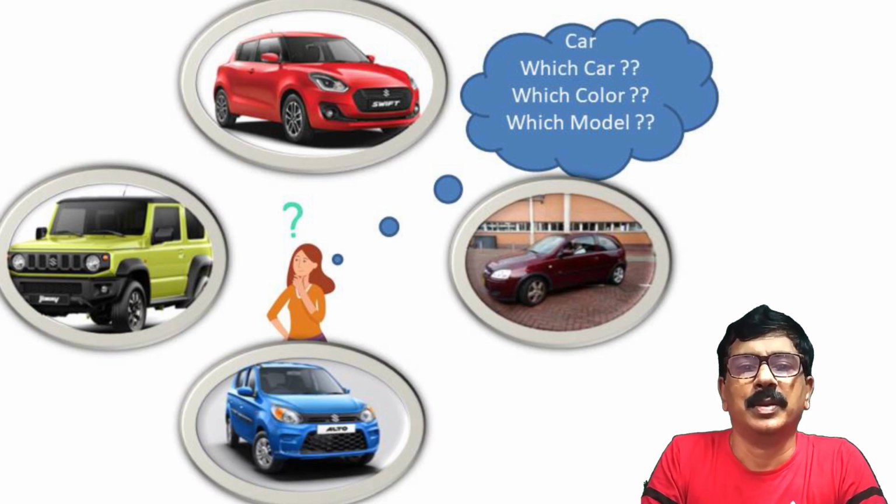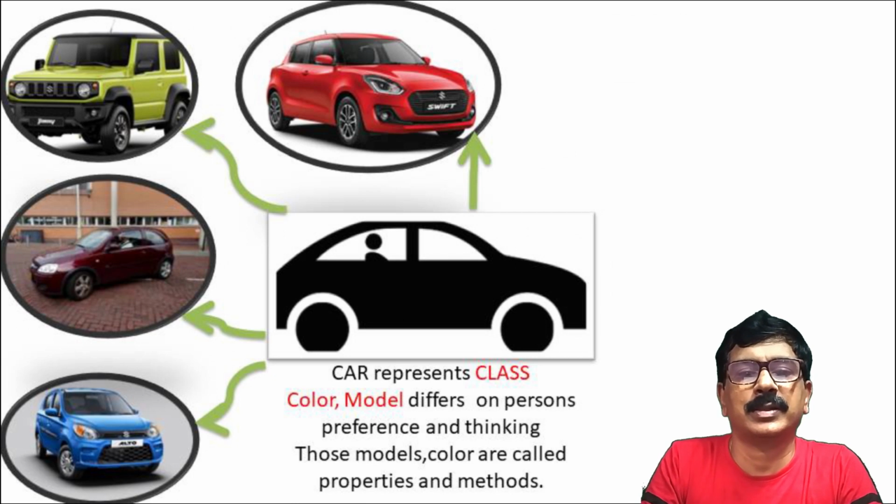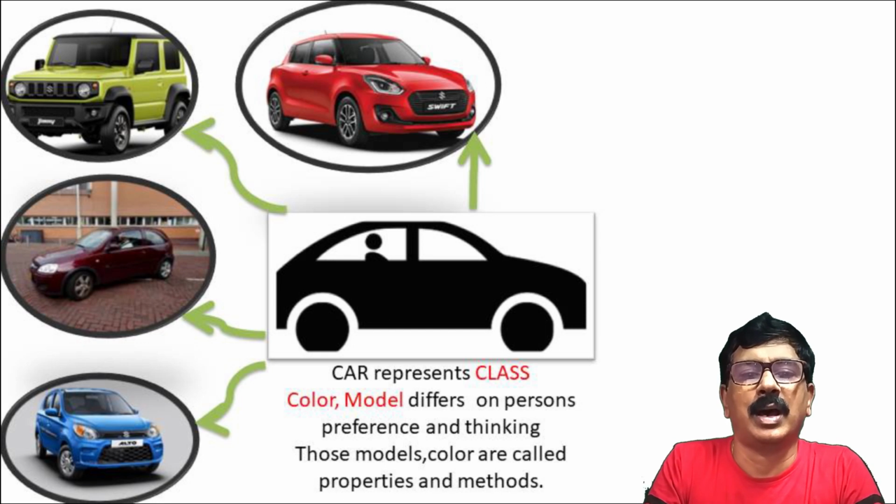All the above things may represent certain behavior, properties, type and identity. That means a car is classified on its behavior, property and type. In the same way, in OOPS, an object is classified into different types according to its properties and behavior. Car represents the class, and model and color differ as per a person's preference and thinking. Those models and colors are called properties and methods in the OOPS concept.